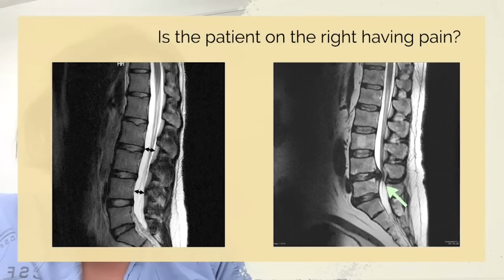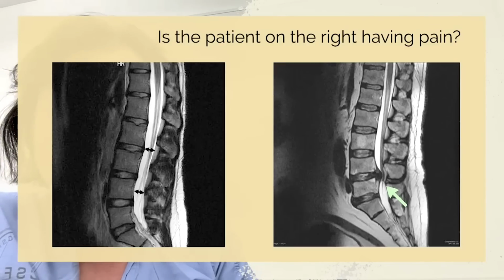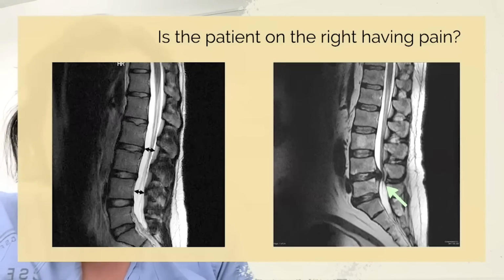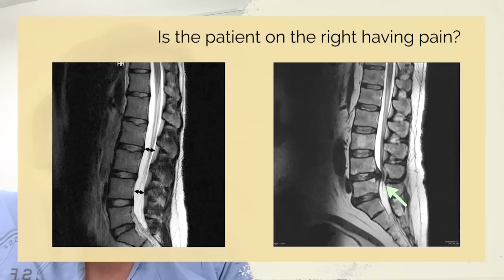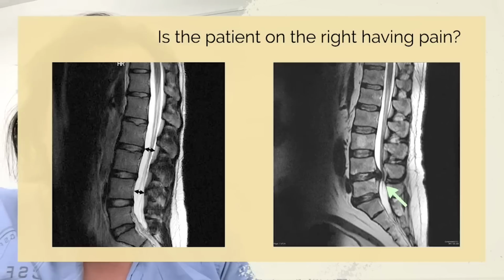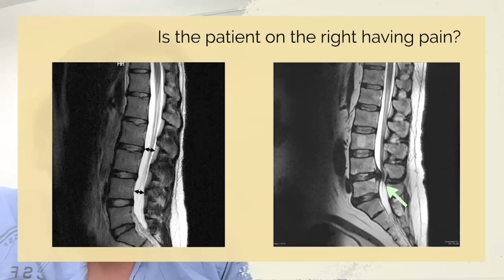Compared to the MRI scan on the right, you can see that where that arrow is pointing, that disc has bulged out and started encroaching on the spinal canal and perhaps even pinching the spinal canal there. Now, the question is, is the patient on the right having pain? That's the question that can't be answered with any sort of scan.